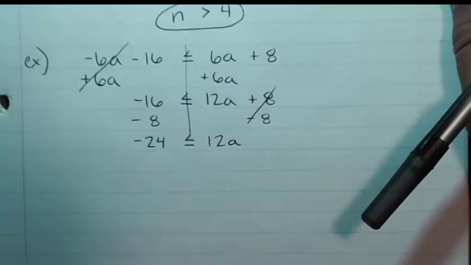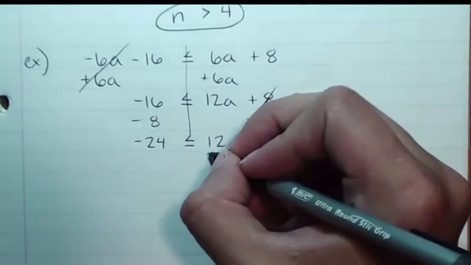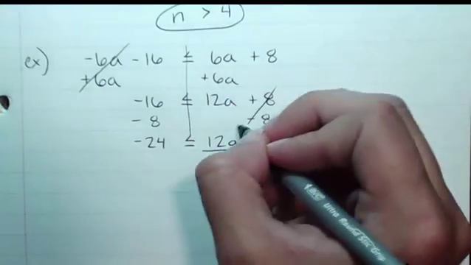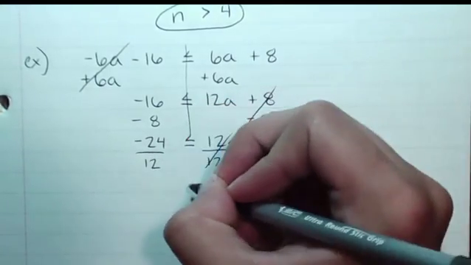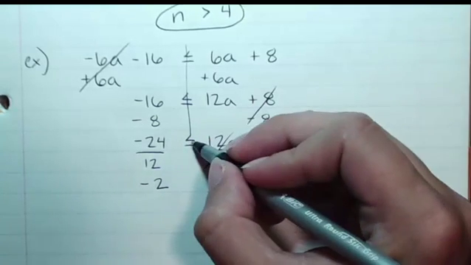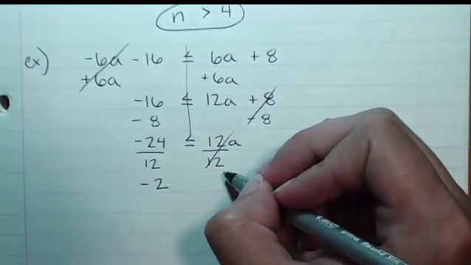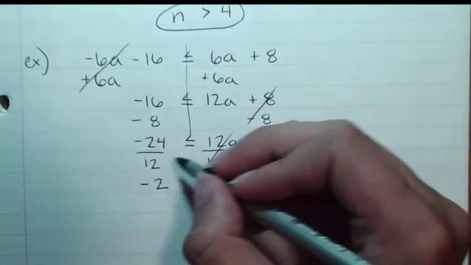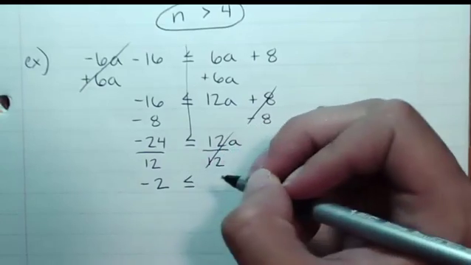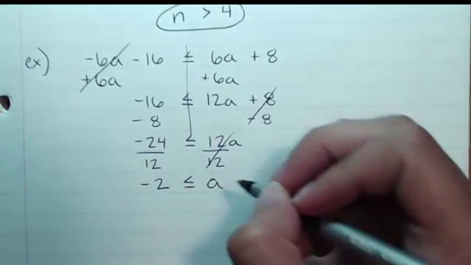Now, last step here is I'm going to isolate the variable. So right now it's 12 times a, so I'm going to divide by 12 on both sides, which leaves me with negative 2. Do I flip the sign here? No, because I divided by a positive number, not by a negative. So this still stays less than or equal to a.